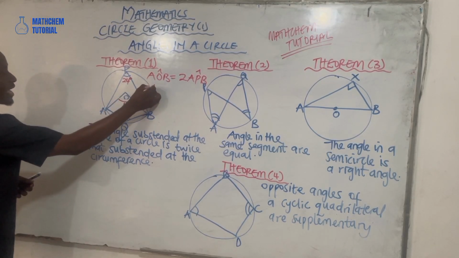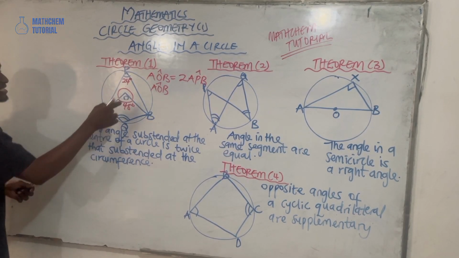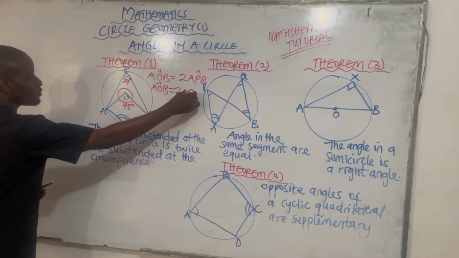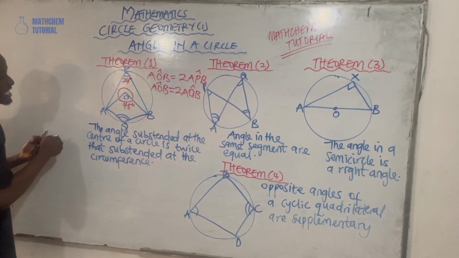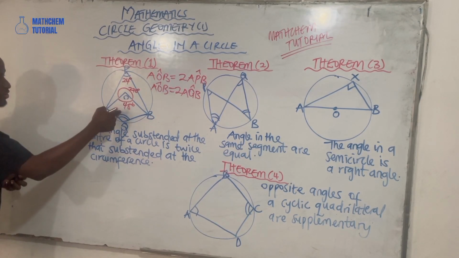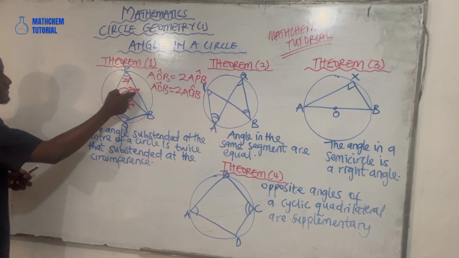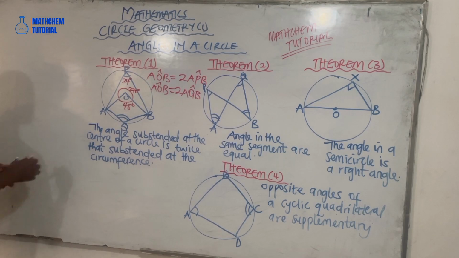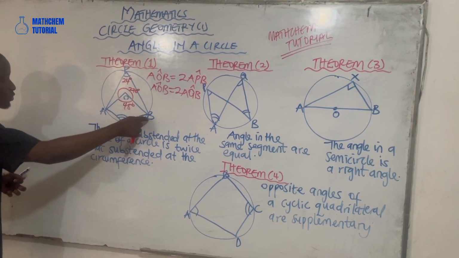Also, the reflex of angle AOB, this part is the reflex, is equal to 2 of AQB. Meaning that if this angle here is around 270 degree, then the angle here at this place will be 270 divided by 2. That is the meaning of what they are saying, because this one is the circumference, and any angle touching this circumference, we call it angle at the circumference.